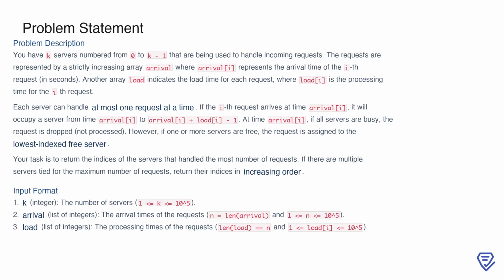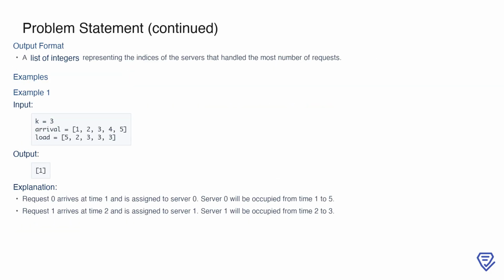If a request arrives and all servers are busy, it is dropped. However, if one or more servers are free, the request is assigned to the lowest numbered available server. At the end of the process, you need to identify which server, or servers, handled the most requests. If there are ties, the indices of the servers should be returned in ascending order. The output of this problem is a list of integers representing the indices of the servers that handled the maximum number of requests. Let's consider an example to understand this.